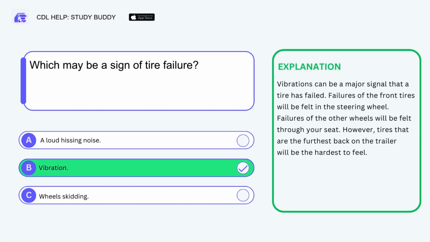Vibrations can be a major signal that a tire has failed. Failures of the front tires will be felt in the steering wheel. Failures of the other wheels will be felt through your seat. However, tires that are the furthest back on the trailer will be the hardest to feel.